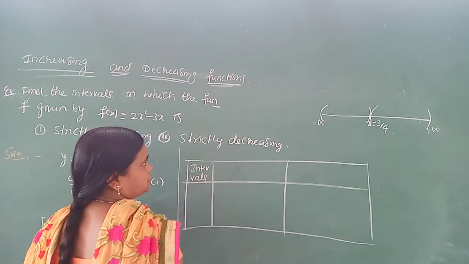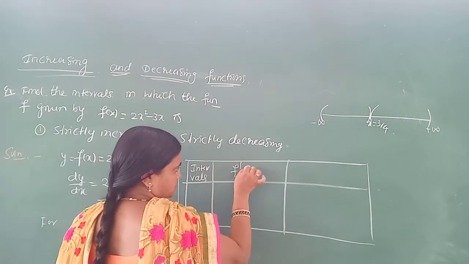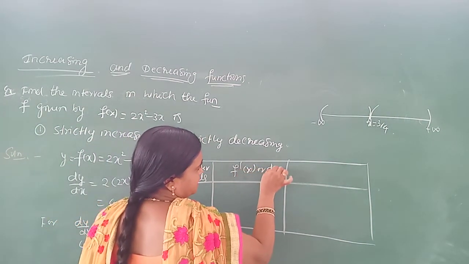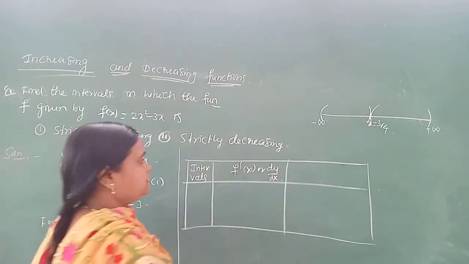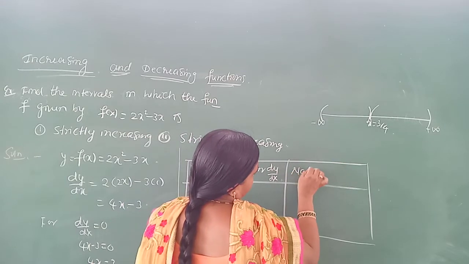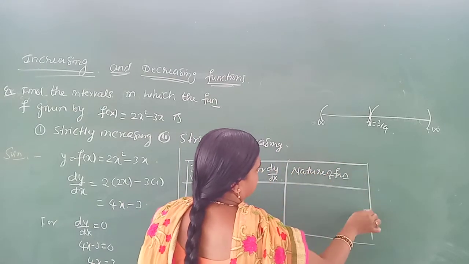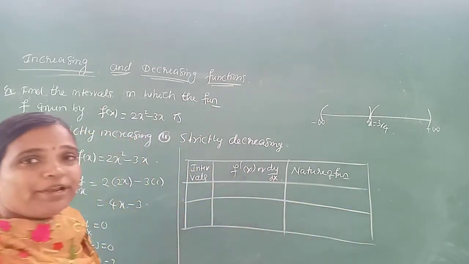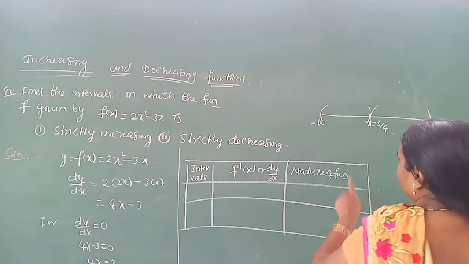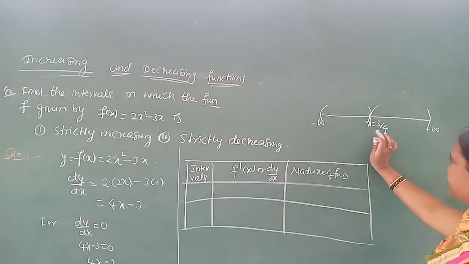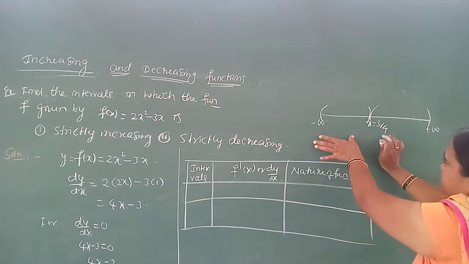Okay. Next, f dash of x or dy by dx, both are similar. Next, the nature of the function, where the function increases or decreases. How many points are there? See, there are 2 intervals, with a critical point in between. Only around that critical point do we have to calculate.